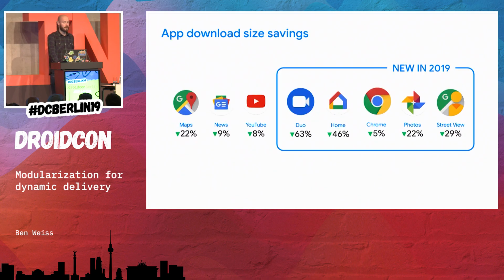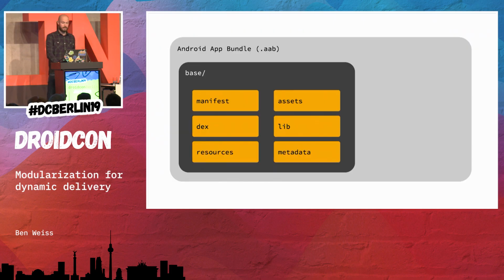We saw this for a couple of Google apps that we use this internally with. There's file size savings of up to 63% by simply switching over to app bundle. So all you have to do is, instead of building an APK, you build an app bundle and upload that to the Play Store. Let's take a look at the internals a little bit.